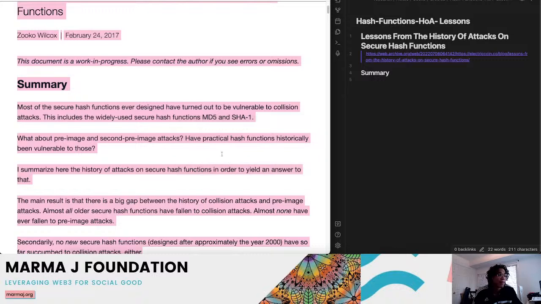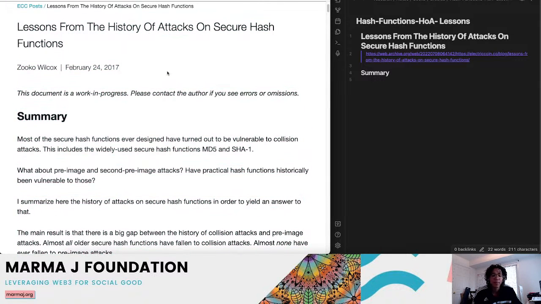Let's just get started. So, Lessons from the History of Attacks on Secure Hash Functions, Zuko Wilcox, February 24, 2017. This document is a work in progress. Please contact the author if you see errors or omissions.